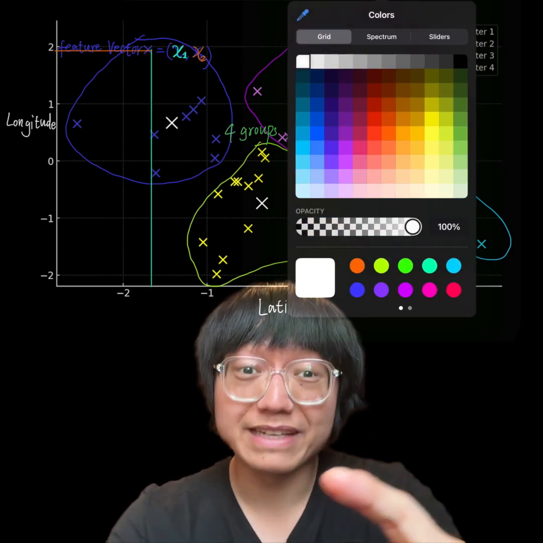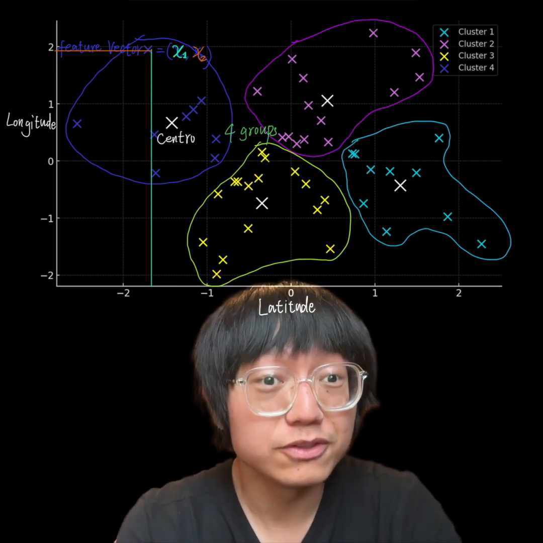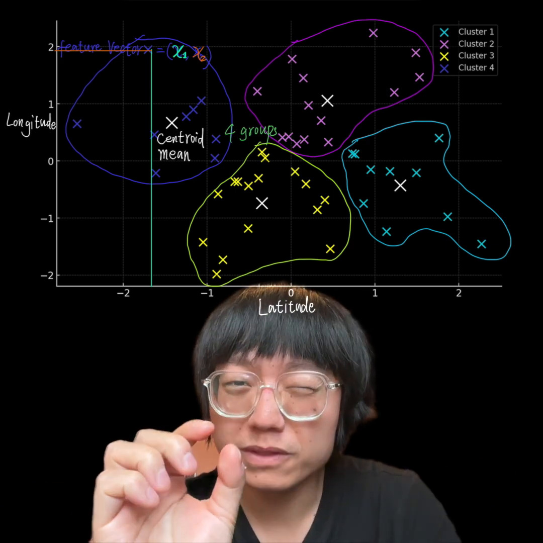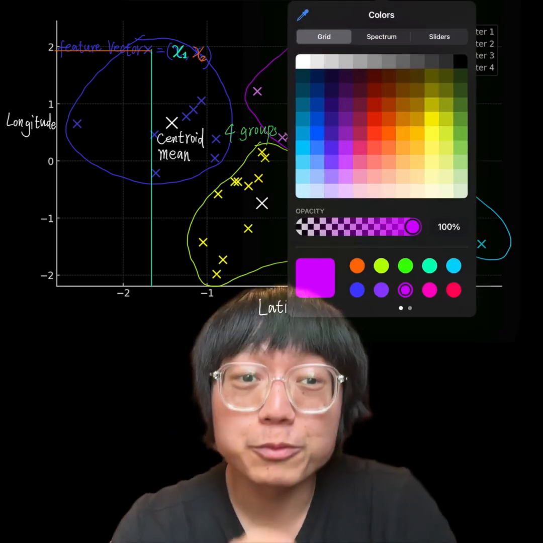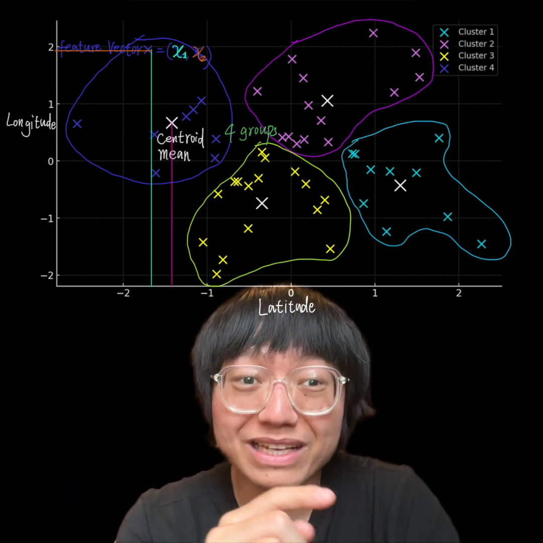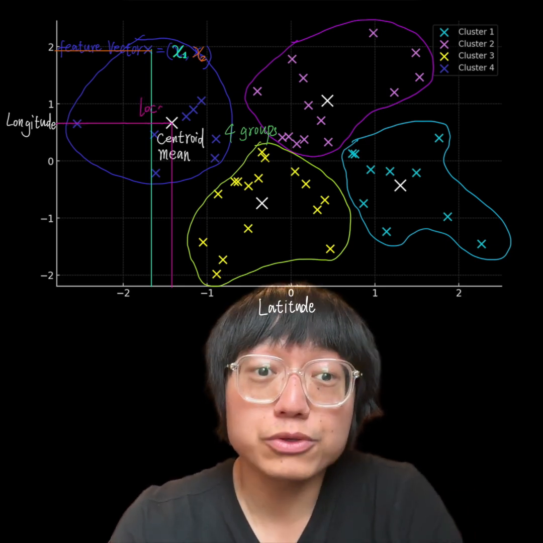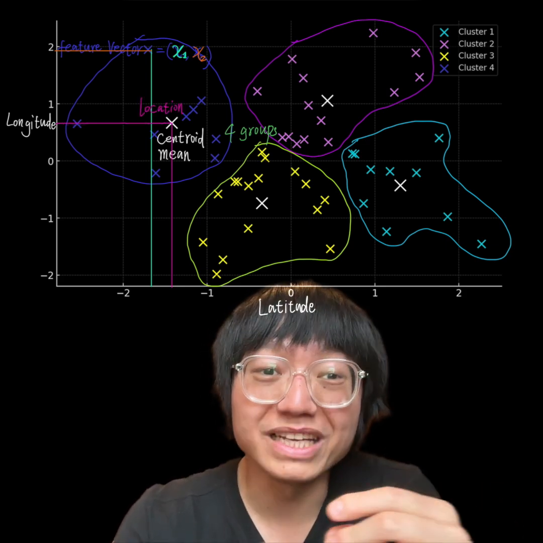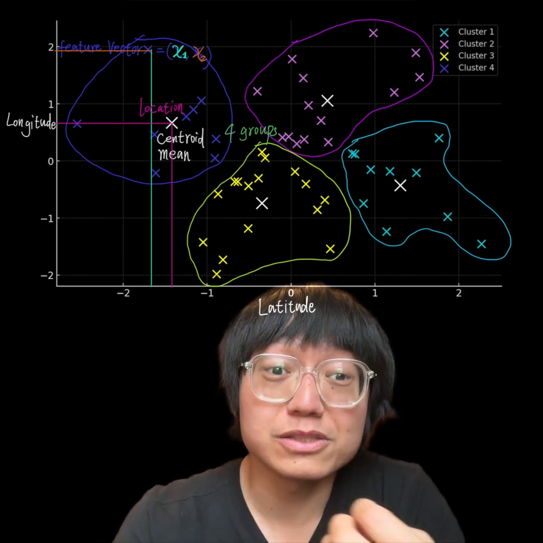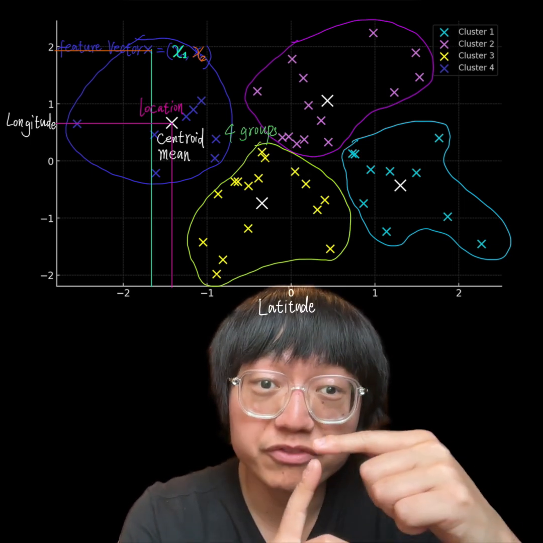This is a simplified diagram which illustrates the clustering of the US state capitals into 4 clusters. Based on the latitude and longitude, each point represents a capital. We colored them according to the cluster they belong to. The white crosses mark the centroid of each cluster. The centroid is calculated as the mean of all the points assigned to that cluster, and it acts as a representative of the cluster's location in this feature space.